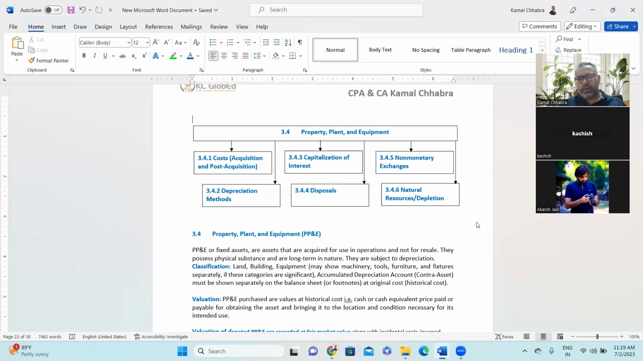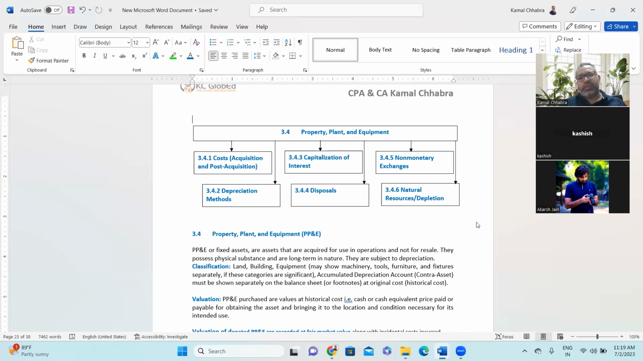So capitalization of interest, like Akash said: when you are constructing any asset which takes more than a year, and for its construction you have taken a loan and are paying interest on it, until the asset is ready to use or put to use, whatever interest cost you have incurred, you can capitalize. But it should not be unnecessary or undue delay. The work should be continuous in process. We'll be discussing that also in detail.